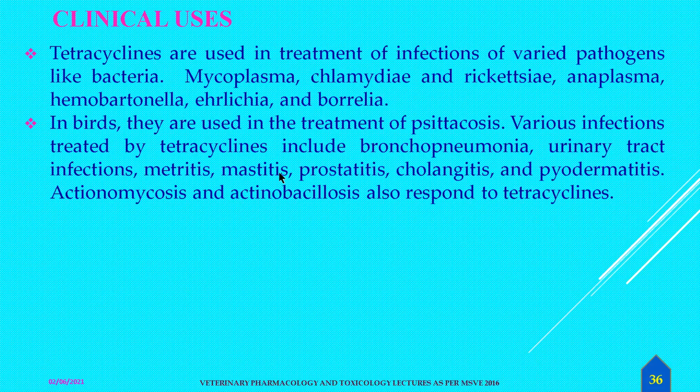And clinical uses: the tetracyclines are used for treatment of infections with different organisms, the mycoplasma, chlamydia, rickettsia, anaplasma, hemobartonella, ehrlichia, then borrelia. In birds, they are used in the treatment of psittacosis, one of the common infections in birds. Various infections treated by the tetracyclines include bronchopneumonia, urinary tract infection, metritis, mastitis, prostatitis, then cholangitis. Especially in case of mastitis, sometimes the microorganisms respond to the treatment of the tetracyclines. Actinomycosis and actinobacillosis also respond to some extent. Even though it is not the drug of choice, it can be administered.